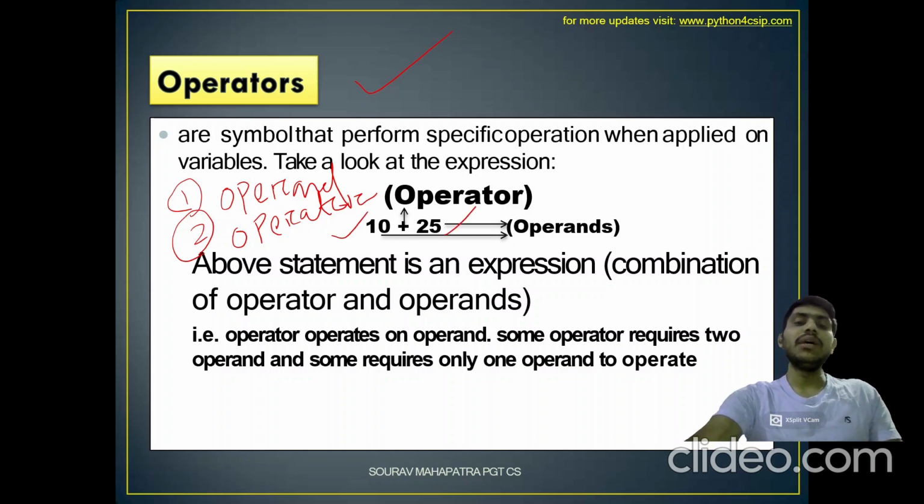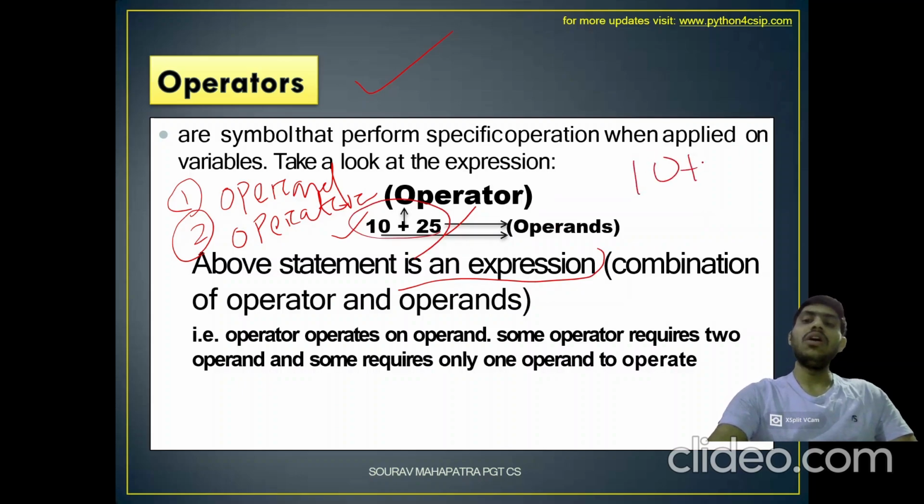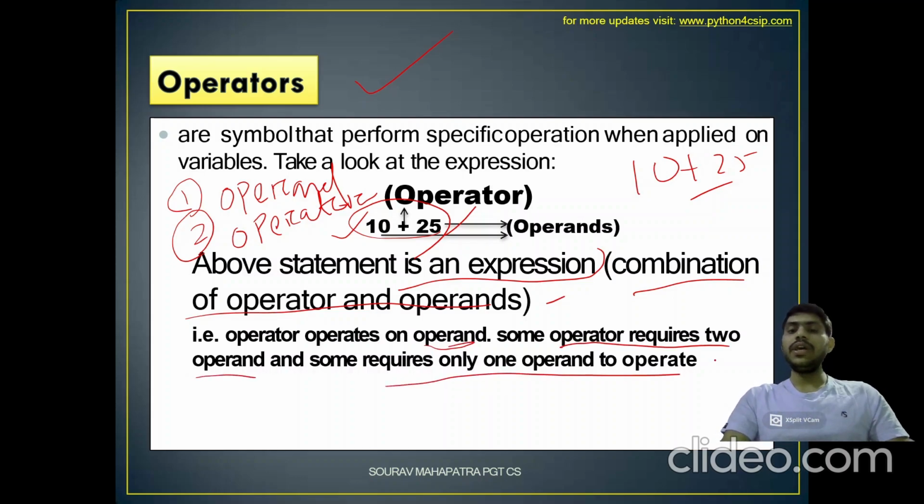Here they have taken one example, 10 plus 25. So 10 and 25 are the operands and plus is the operator here. The above statement is an expression: the combination of operators and operands. So an operator operates on operands. Some operators require two operands, some require only one operand. There are operators called unary operators, which we will read in the next slide. Some operators work on only one operand, some require two or more.